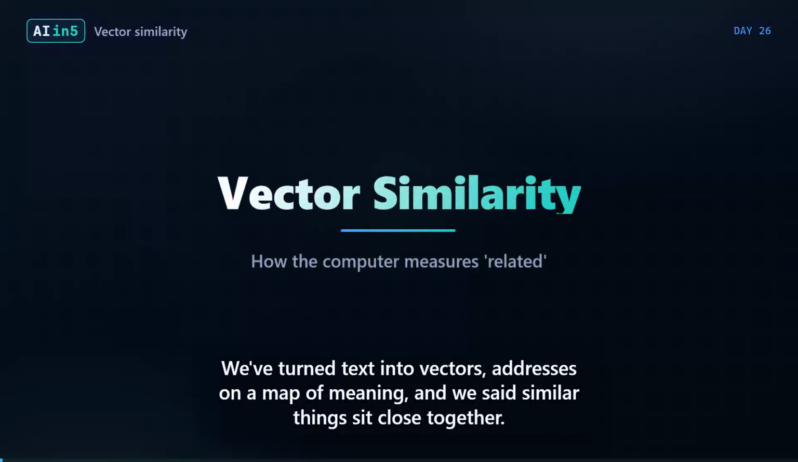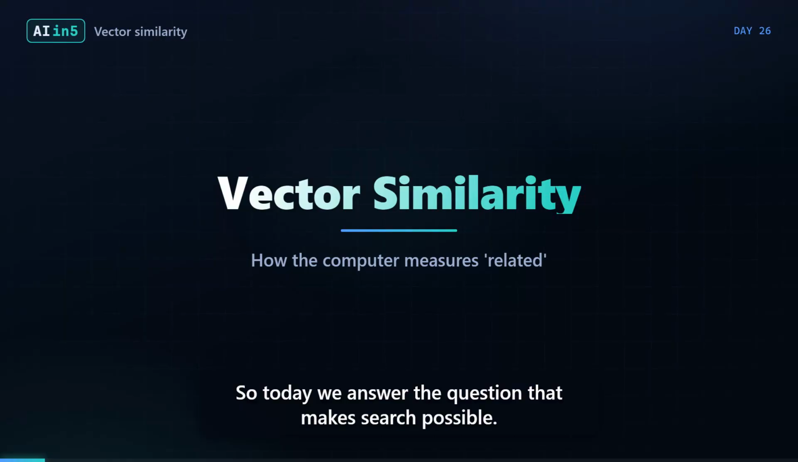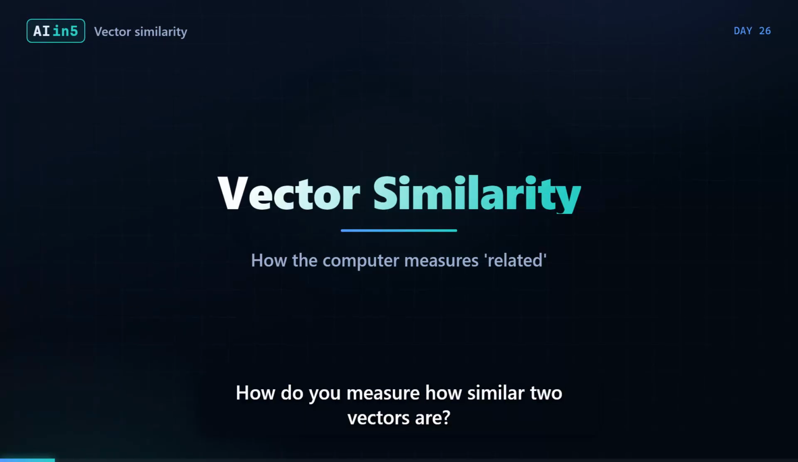We've turned text into vectors, addresses on a map of meaning, and we said similar things sit close together. But close is a human word. A computer needs an actual number. So today we answer the question that makes search possible. How do you measure how similar two vectors are? Get this, and you understand the search in semantic search.